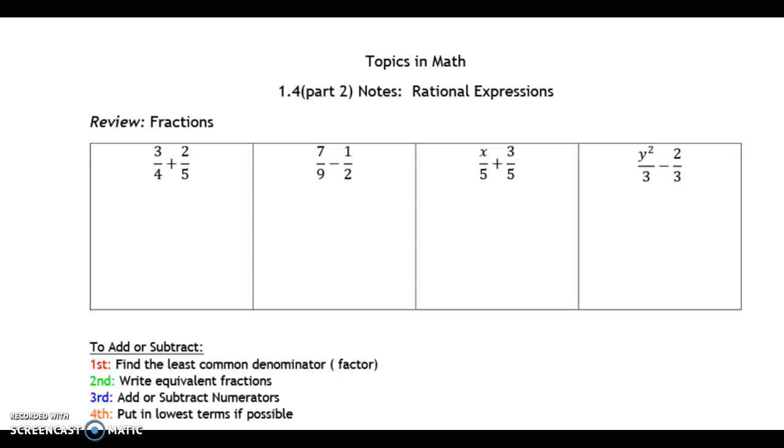Topics in Math 1.4 Part 2, Rational Expressions. All right, to get us ready for this, go ahead and review the fraction problems. Make sure you show your work in finding the common denominator. So pause your screen and do these 4 problems.